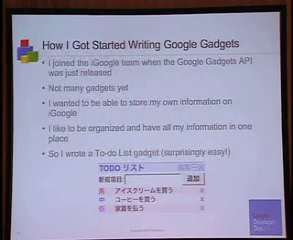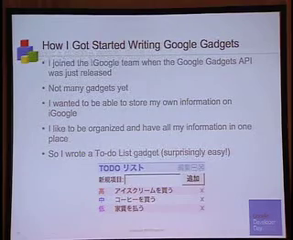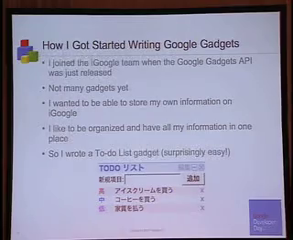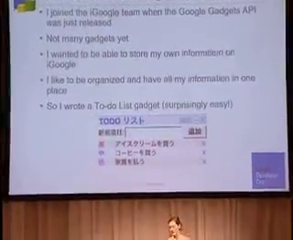So now I really want to explain to you how easy it is to get started writing a gadget. So I always like to tell my story because it just shows how little you have to know before you can write your first gadget. So I joined the iGoogle team when the Google Gadgets API was just released. At that time, there were very few gadgets. So I wanted to customize my page, but I didn't find the gadgets I was looking for. I especially wanted to be able to store my own personal information in iGoogle. So I like to be very organized and have all of my information in one place.